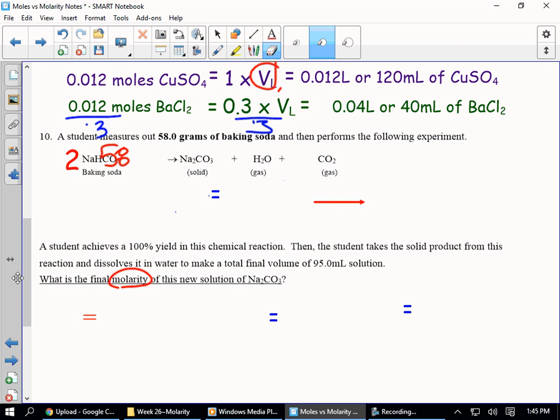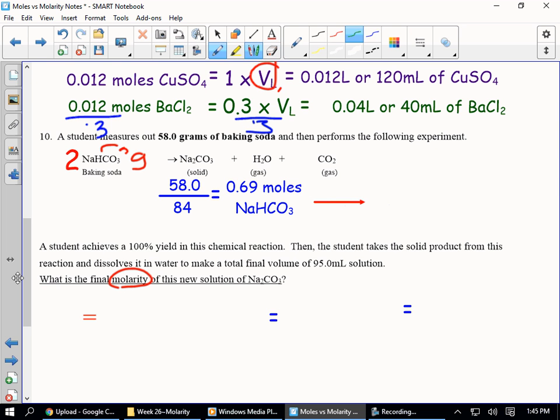Well, let's see. Okay, so I know I have 58 grams of baking soda. No matter what I'm doing, I'm probably always going to put this into moles. So I'm going to take 58 and then 1 sodium, 1 hydrogen, 1 carbon, and 3 oxygens gives me 84. Now let's see. I have 0.69 moles of baking soda. It says we're going to take all of the solid products. So this is what I'm looking for.